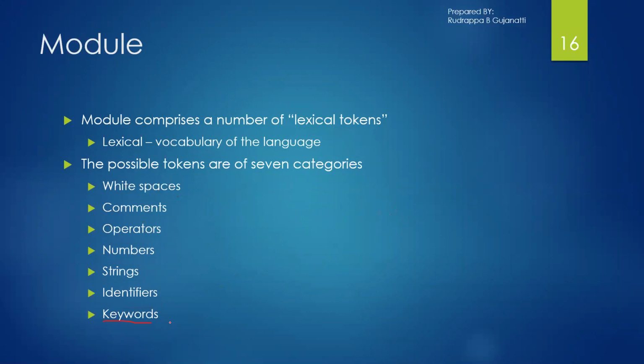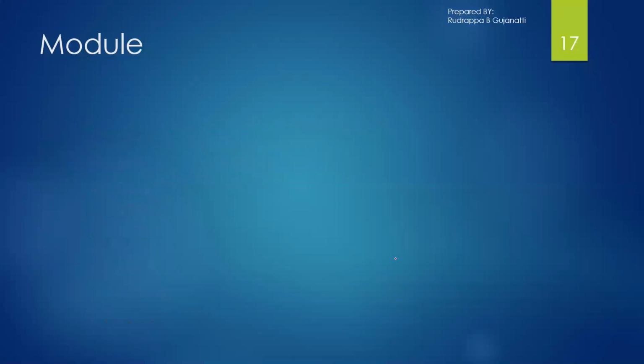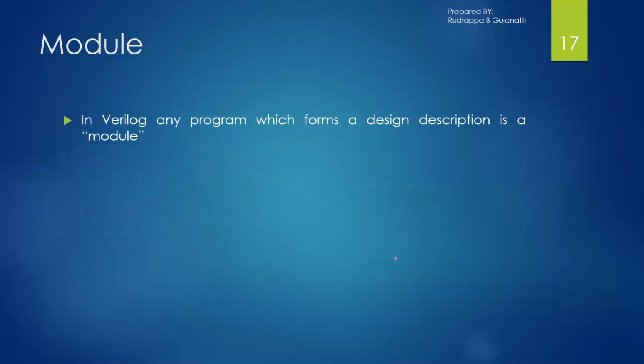And lastly, keywords. Keywords are names which have a specific meaning, and I cannot use them for any purpose other than what they are meant for. For example, in C programming, int is a keyword, which is used to declare variables of type integer. I cannot declare a variable with the name int. This is a syntax error. We'll just have a look at a few of these things.